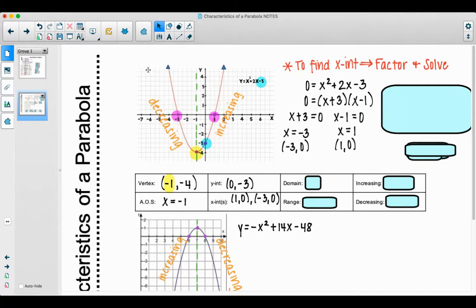Domain, there's nothing stopping my graph left or right. There's always going to be values when x is -7, -10, even if we can't see it. The graph is going on forever. So the domain is all real numbers.